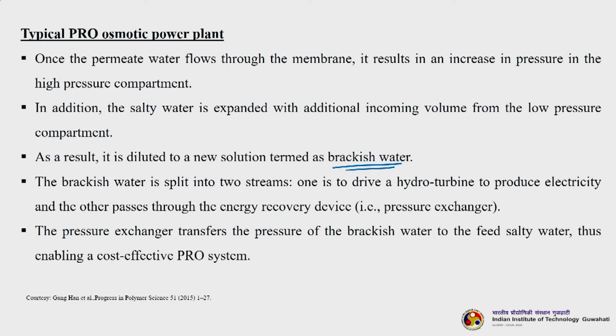So, the brackish water is split into two streams. One is to drive the hydro turbine to produce electricity, and the other passes through the energy recovery device, that is the pressure exchanger basically, to recover the energy. So, the pressure exchanger transfers the pressure of the brackish water to the feed salty water, thus enabling a cost effective PRO system. So, this is how pressure retarded osmosis is being utilized to generate electricity.